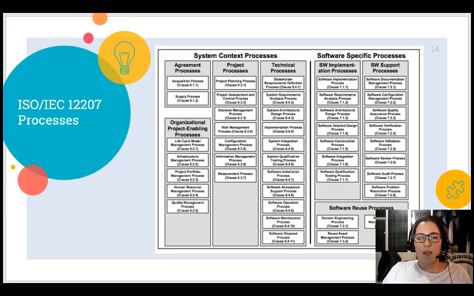And seven is the software reuse process. The software reuse process group consists of processes that support an organization's ability to reuse software items across project boundaries, and these processes are unique because, by their nature, the operation of these processes lies beyond the boundaries of any particular project.